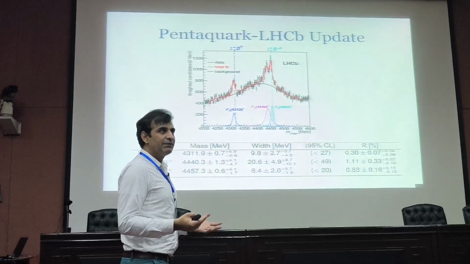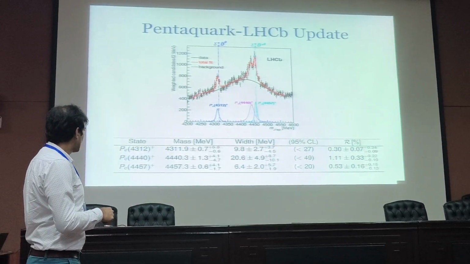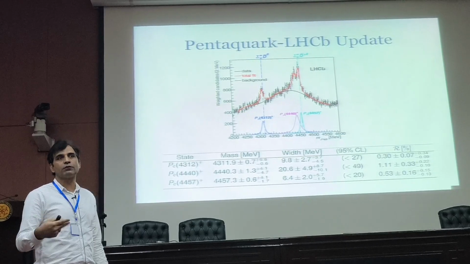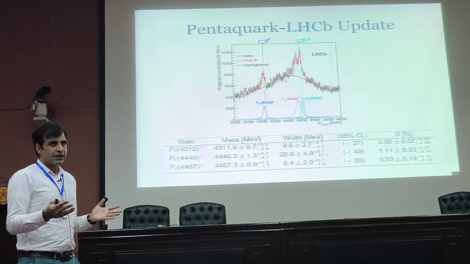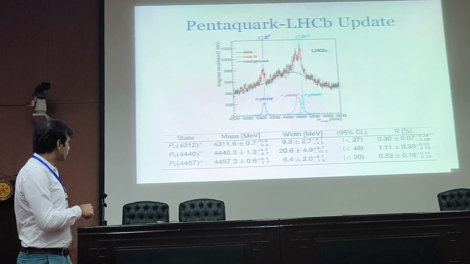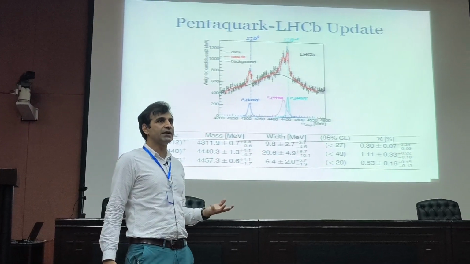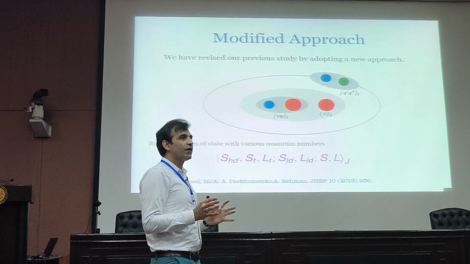After that time, the LHC refined their analysis, and they said that instead of 4450, they have now resolved two states. Previously they had two states, 4380 and 4450. But the 4450 state is further resolved into two states, which are 4440 and 4457. So instead of two pentaquark states, now we have three pentaquark states.